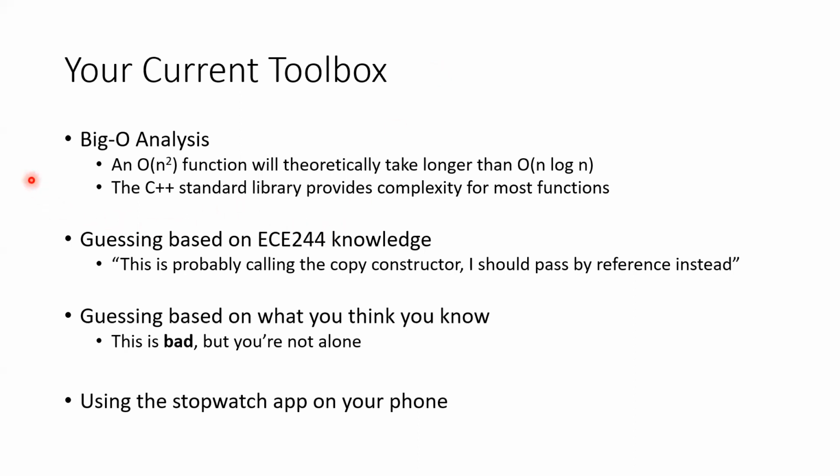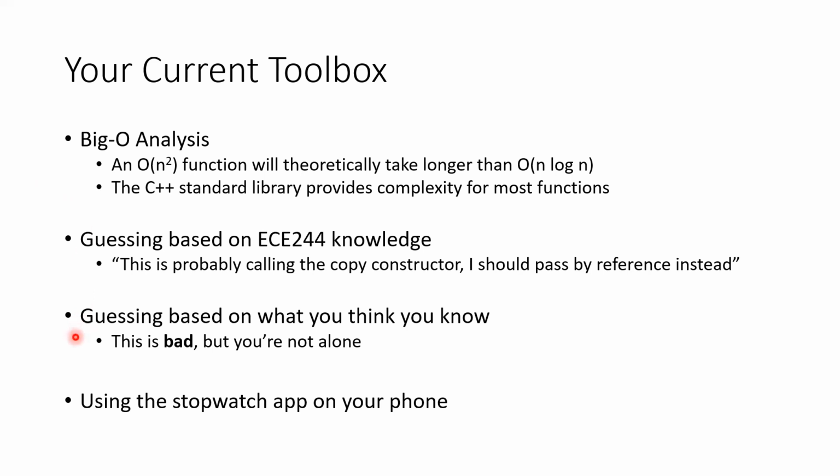You can also guess based on your ECE244 knowledge. For example, calling the copy constructor is slower than passing by reference. If you are calling a function with value, then you are calling the copy constructor, and this is slower than passing by reference. So in most cases where you are passing a large parameter like a vector of a lot of elements, you should be passing by reference, not calling the copy constructor.